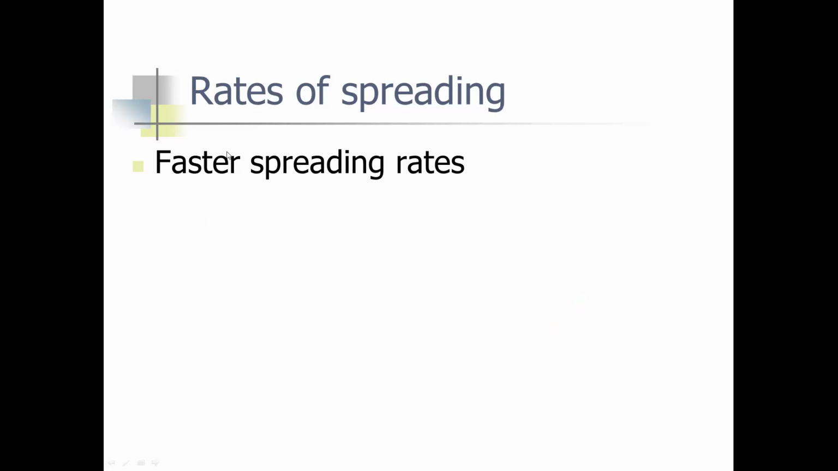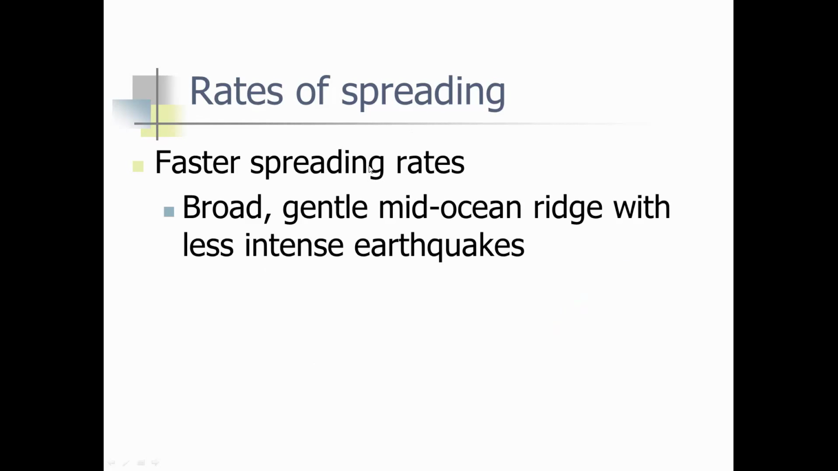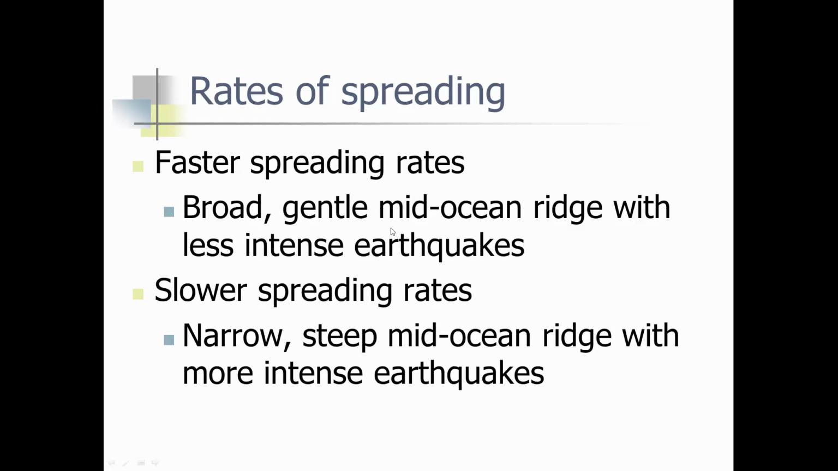Rates of spreading are faster in some areas than in others. A faster spreading rate gives you a much broader, much more gently sloped mid-ocean ridge with less intense earthquakes. Slower speeds give you narrow mid-ocean ridges with more intense earthquakes. This would be like the East Pacific Rise off the coast of South America in the Pacific Ocean, and this is more like the mid-ocean ridge in the Atlantic.